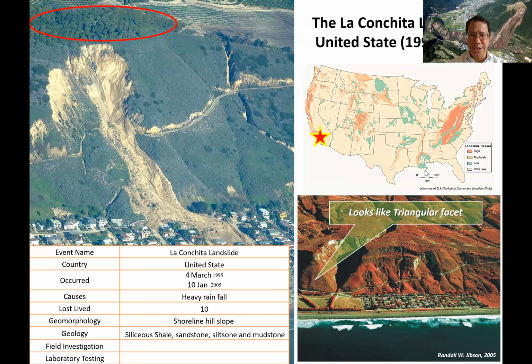The second case is in the US. This is the area called the La Conchita landslide. It's interesting because it happened twice, in 1995 and 2005. This is the first time and the second time. And then you can see this is the area of the village, the housing over there.